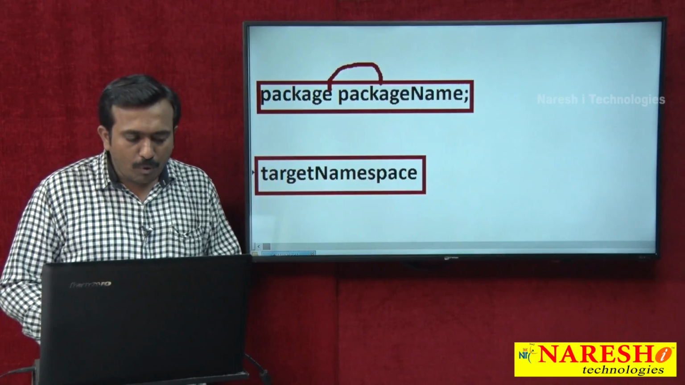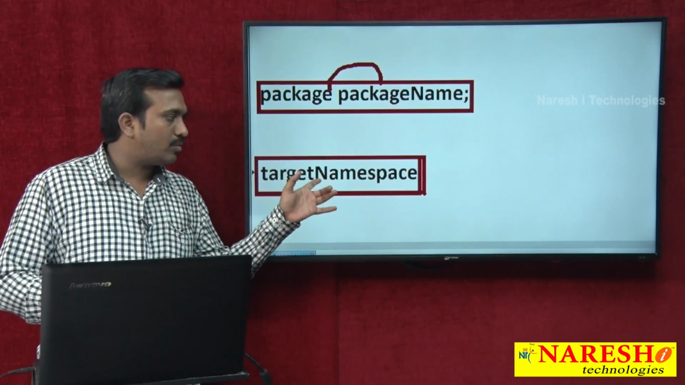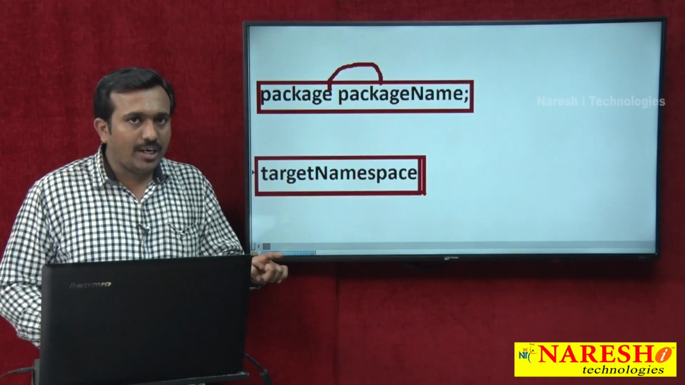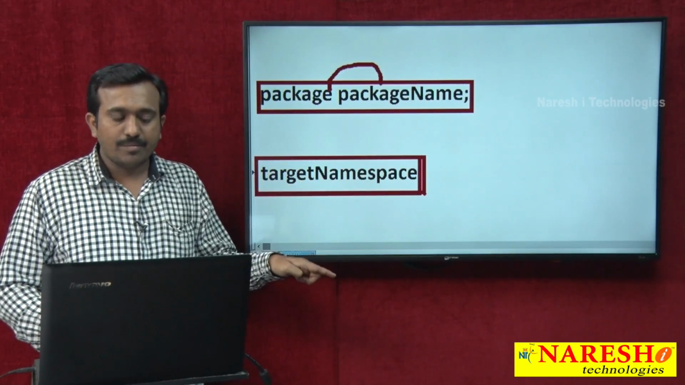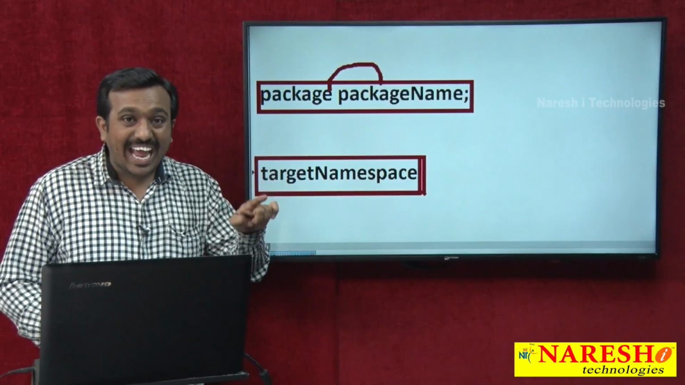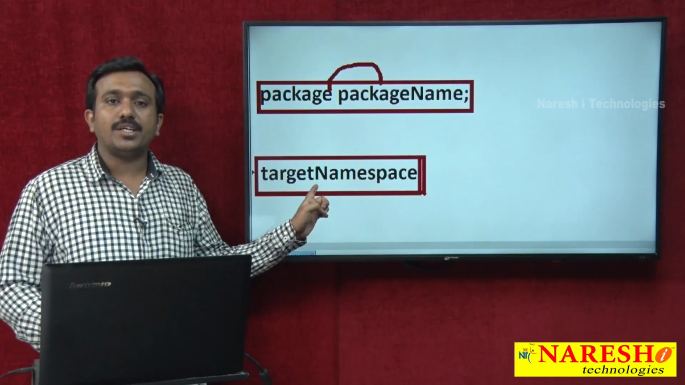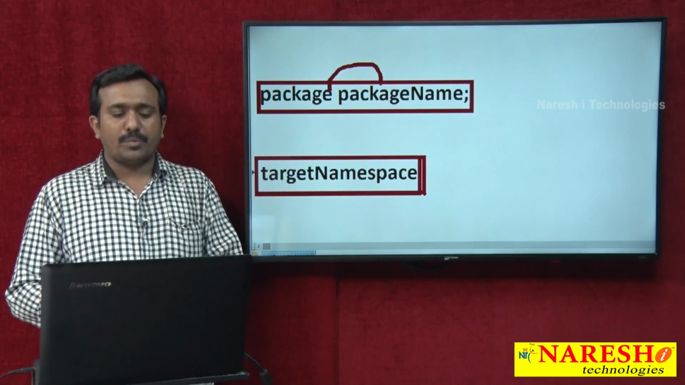Similarly, to group all the elements in a single namespace, here we are working with what? Target namespace. For one .java file, one package declaration statement. Similarly, for one XSD document, one target namespace declaration is possible. And where are we using this target namespace attribute?